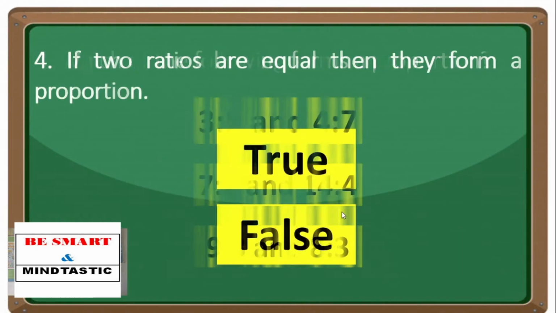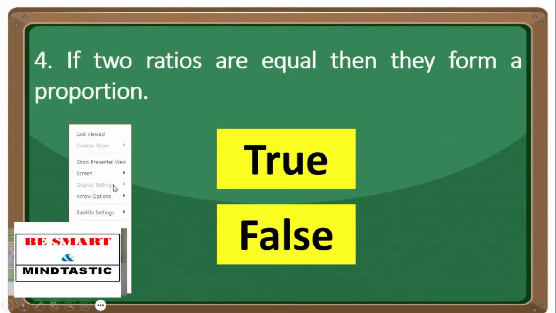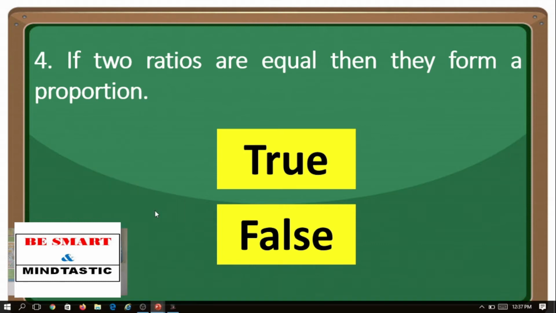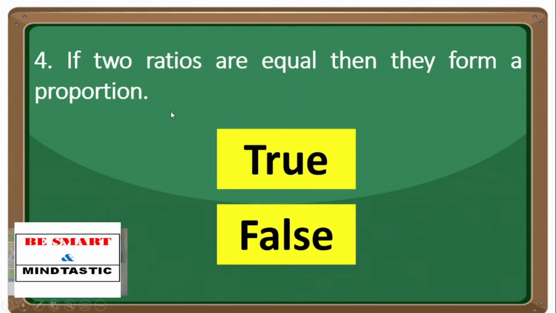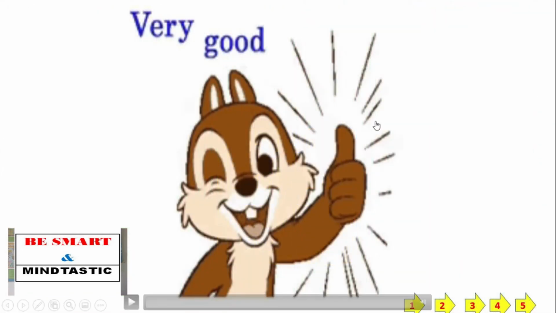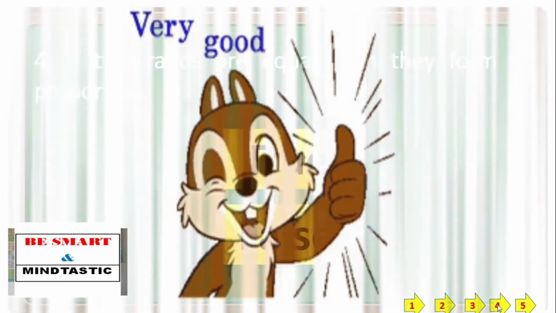Very good. So let's have question number 4. Who will answer question number 4? Okay, it's you, Princess Lee. Your question is: if two ratios are equal, then they form a proportion. Is it true or false? So what is your answer, Princess Lee? So your answer is true. Okay, let us see. Very good. So it's true. Thank you, Princess Lee.